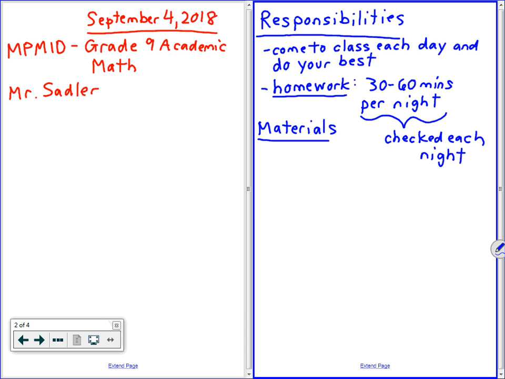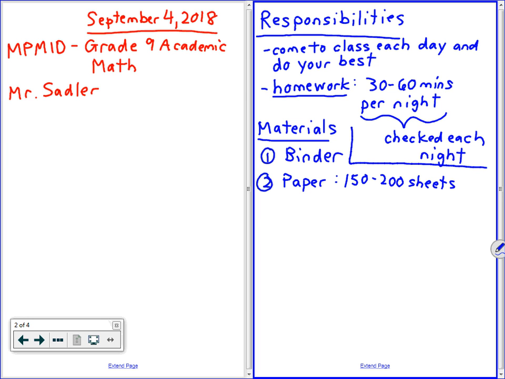Materials that we're going to need this year. Number 1, you're going to need a binder. Number 2, you will need paper, probably 150 to 200 sheets. We do a lot of writing in class. We do a lot of notes in class typically, so there'll be lots to write. Number 3, you're going to need graph paper. You'll need about 25 sheets, probably all you're going to need, so whatever the smallest package is. If you get a bigger package of graph paper, no problem, just hang on to it for grade 10, 11, and 12, which you'll also need.